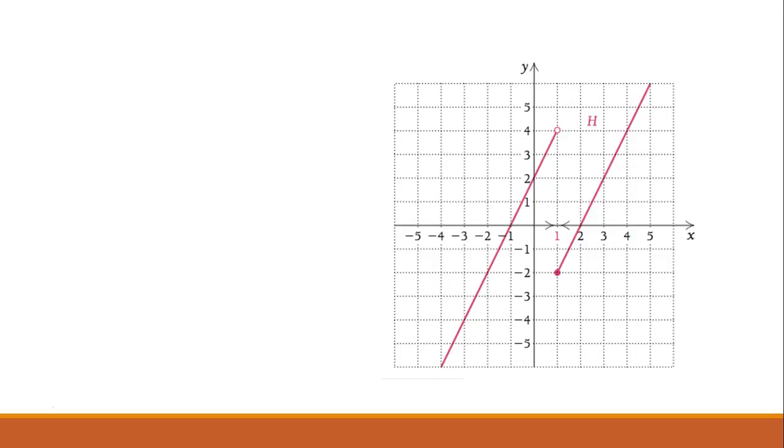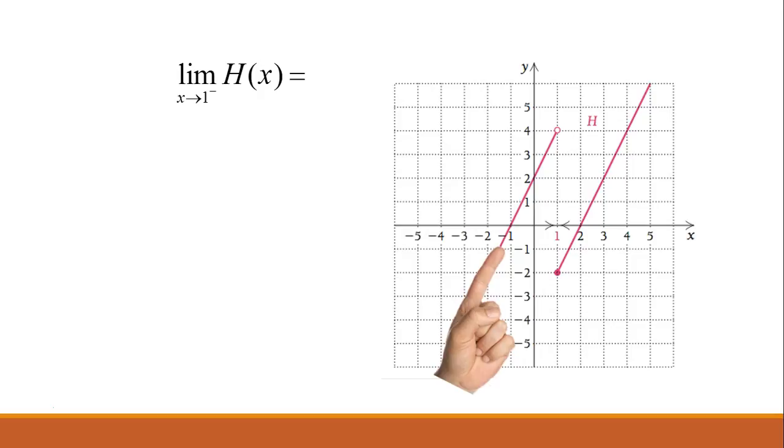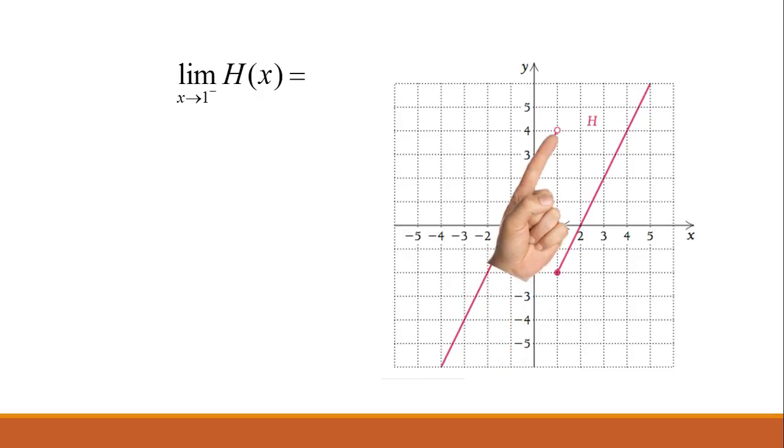Let's look at this function. This one's called h, and we'd like to know the limit as x approaches 1 from the left of this function. So we're going to think about moving along the graph as close as we can to the point where x is equal to 1, but we're going to approach from the left side. And the y-coordinate we're getting really close to is 4. So the limit from the left is 4.